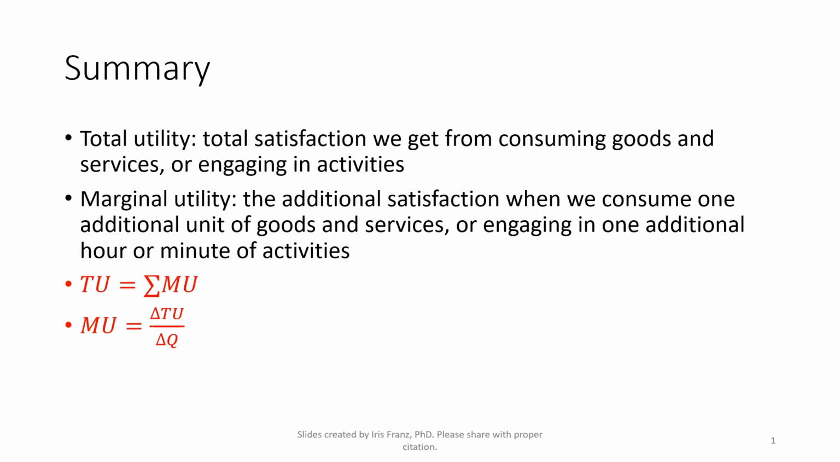In summary, total utility is a total satisfaction we get by consuming goods and services or engaging in activities. Marginal utility is the additional satisfaction we get from consuming one additional unit of goods and services or engaging in one additional hour or minute of activities. Total utility is the sum of marginal utility, and marginal utility is the change in total utility divided by the change in quantity.